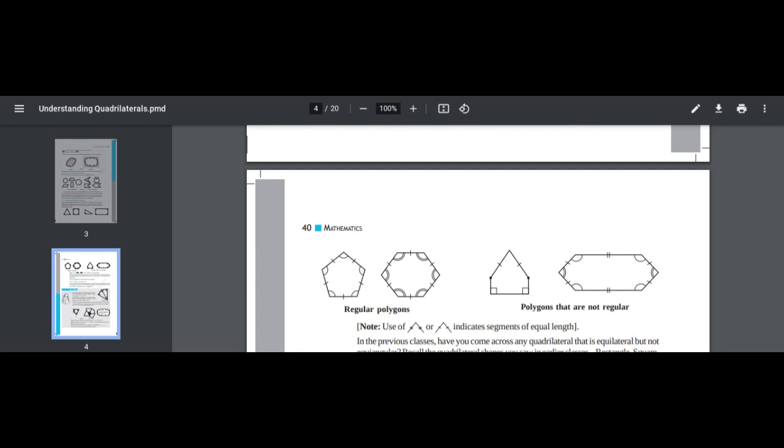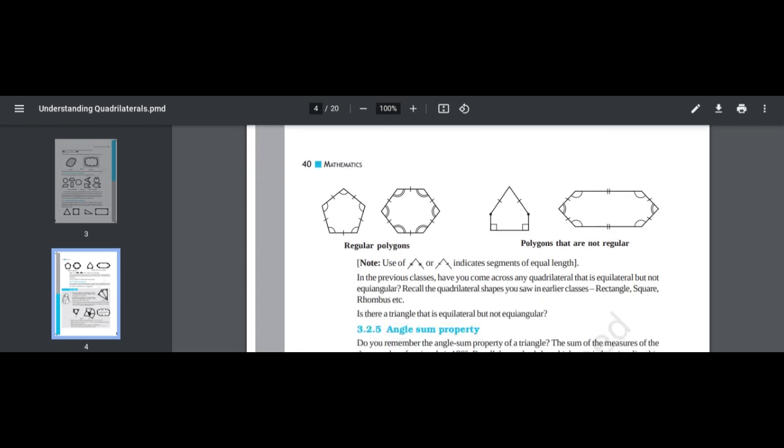Okay, so there is a sign we use, a double line or single line, that indicates segments of equal length. If we have the same length in the whole shape, then we can use a single line to represent, or maybe a double line. If we have two different lengths of straight lines, then we have to use the double and the single separately to show them.